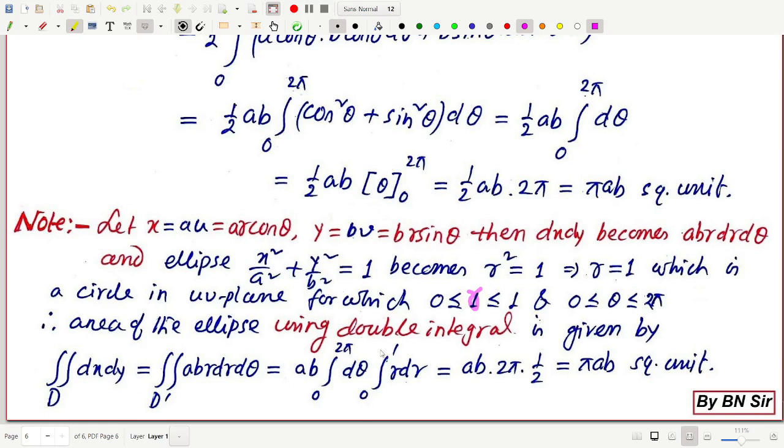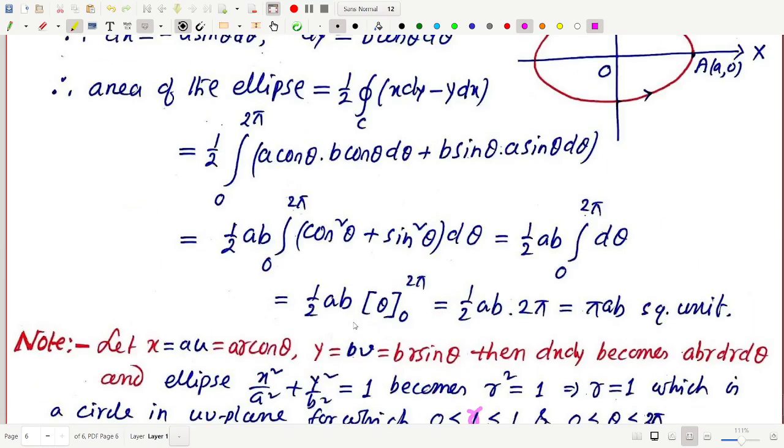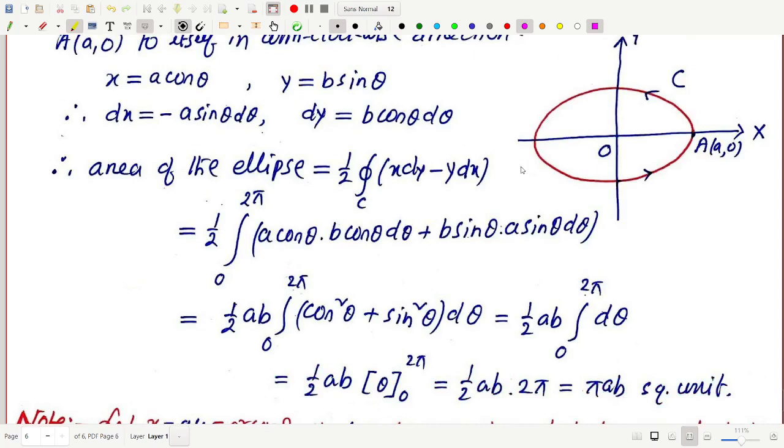This means that without using Green's theorem also, we can find the area of the ellipse using change of variable in a double integral. Here D dash is the region bounded by the circle in the UV plane and D is the region bounded by the ellipse. So the elliptic region becomes a circular region under this transformation, and easily we have found the area. This is the direct way, and that is the line integral using Green's theorem. The application of Green's theorem actually gives this formula.